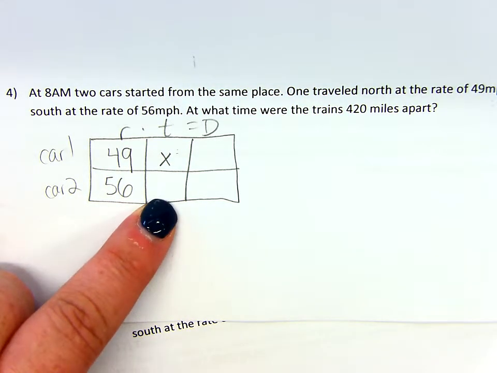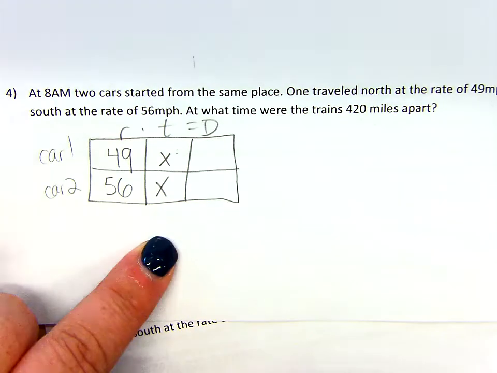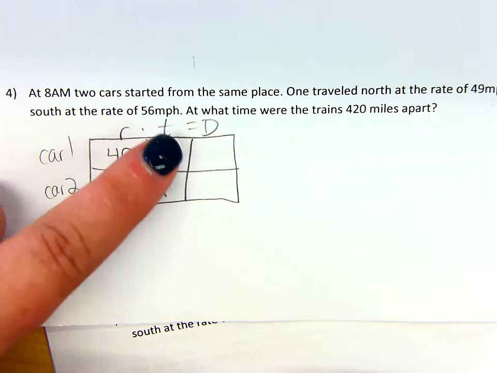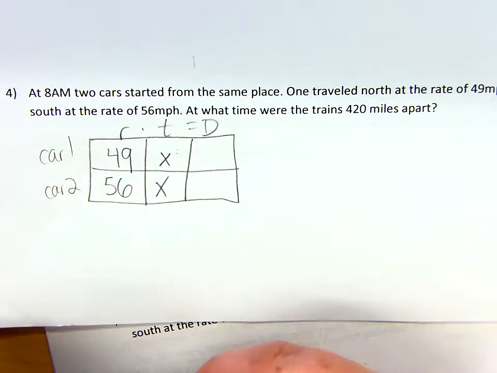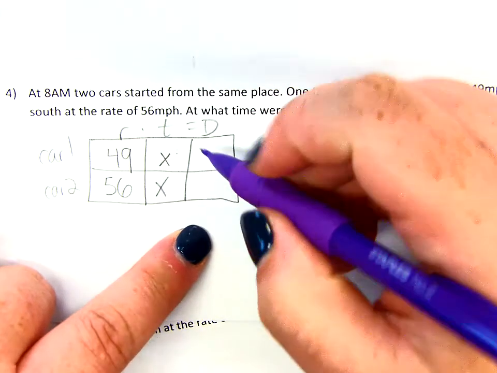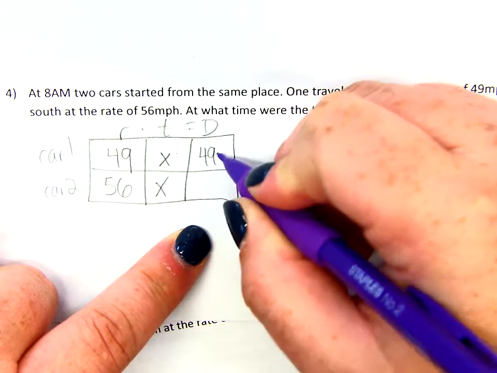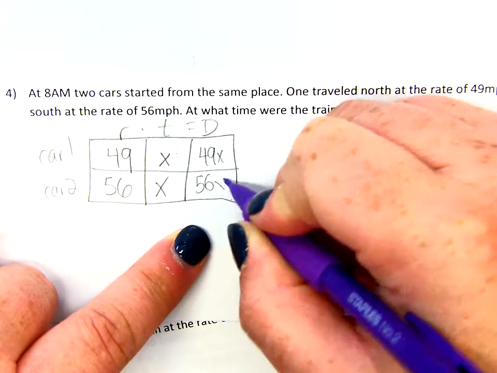How long has car 2 been traveling for? Someone said it. I heard it. It's also X. At 8 a.m., 2 cars started from the same place. So they started at the same time. Just one went north, one went south. You multiply straight across. Once you get those 2 columns, 49x, 56x.